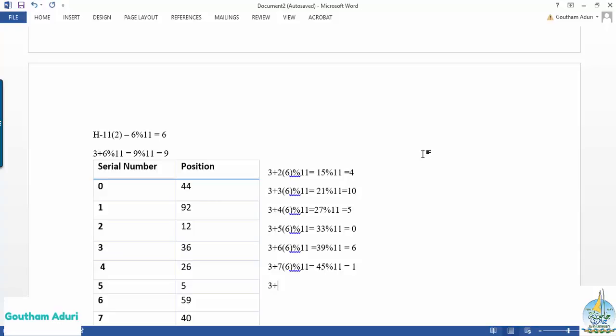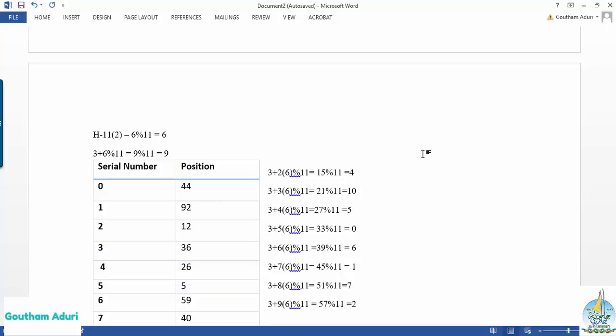3 plus 8 into 6 mod 11, so it's going to be 8 into 6, 48 plus 3, 51 mod 11. 51 minus 44 is 7, 7th is also filled up. 3 plus 9 into 6 mod 11, so 9 times 6 is 54, 54 plus 3 is 57 mod 11, so 55 and 2, 2 is also getting filled up.